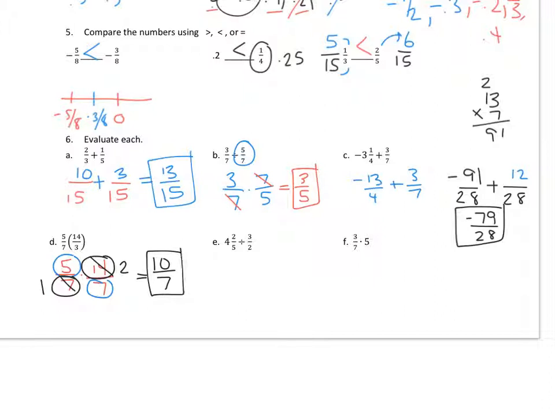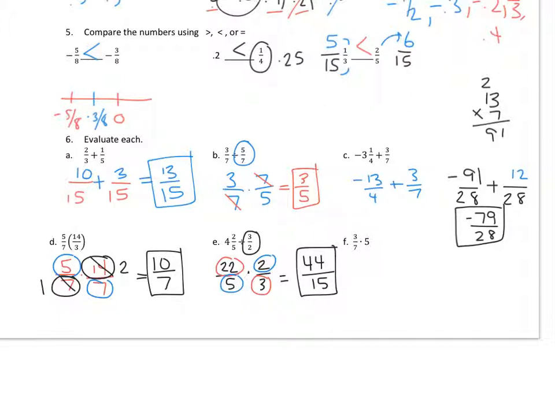It's already reduced. And when you divide fractions, first change to a mixed number. So this is 22 over 5. Flip this one times 2 over 3. Check for common factors. 22 and 3 does not reduce. 2 and 5 does not reduce. Now I have to multiply across, so it's 44 over 15.